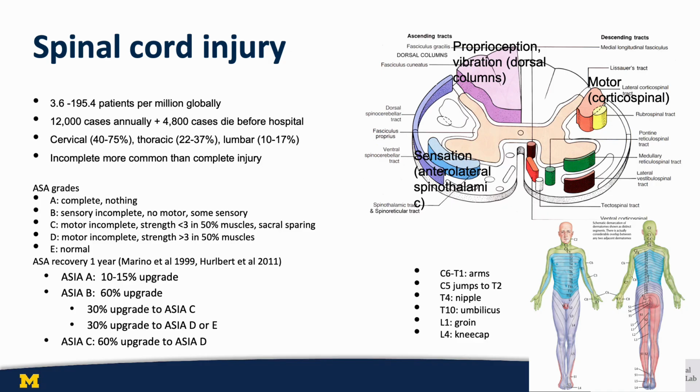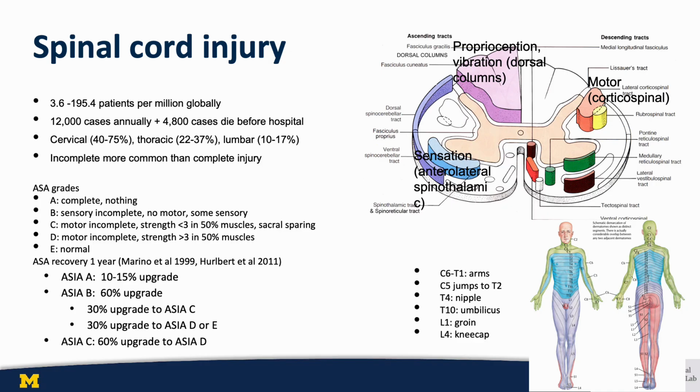improve to some degree. An ASIA B, about 60% of patients can improve, half of those to ASIA C and half to ASIA D or E. And then amongst the ASIA C type patients, 60% can improve. So the less severe the injury, the greater the chance of improvement. And we typically say patients have an improvement over a 6 to 12 month period of time. So it's a very slow process.